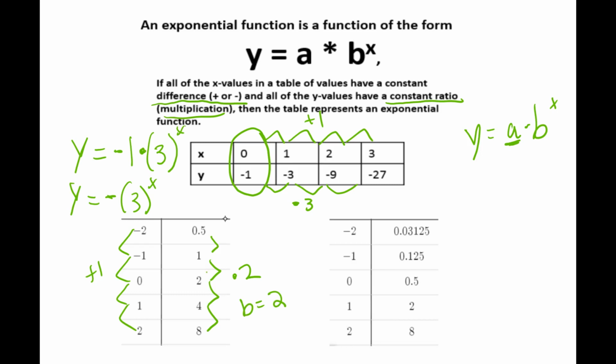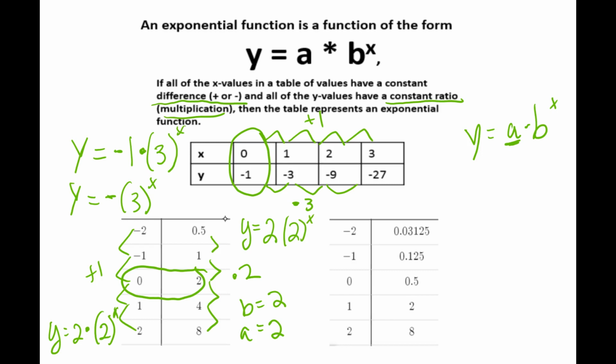What's my y-intercept, or my initial value, or my a? A is 2. So what will my equation be? My equation will be y is equal to 2 times 2 to the x power. Or you would see this as y is equal to 2 times 2 to the x power, which is more likely the way you would see it.